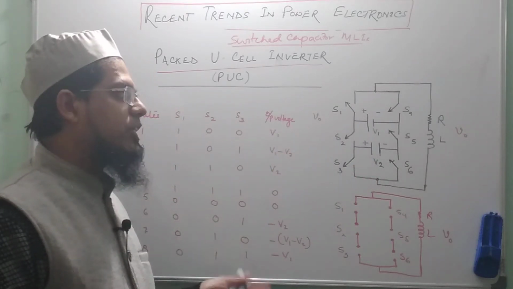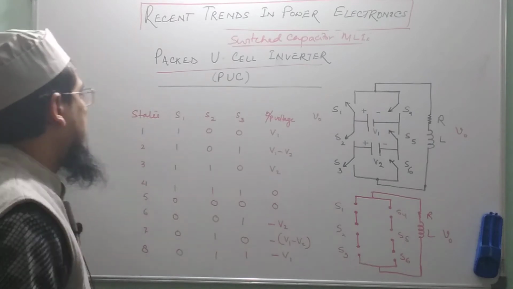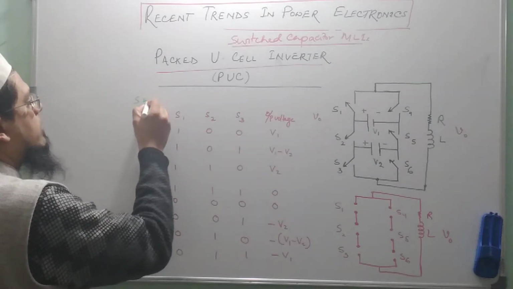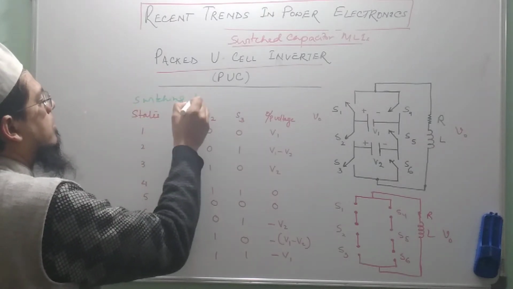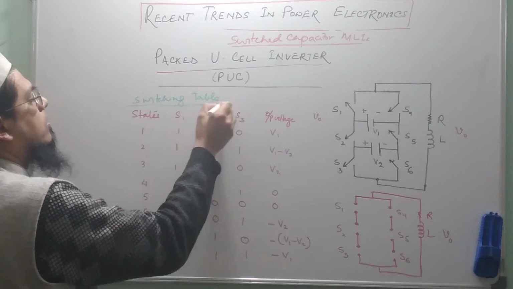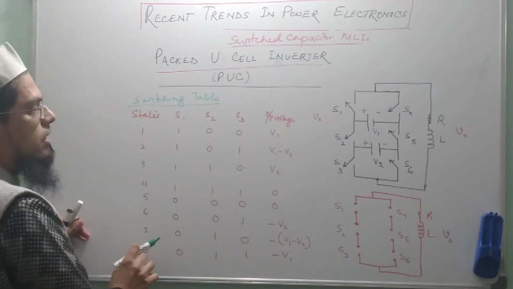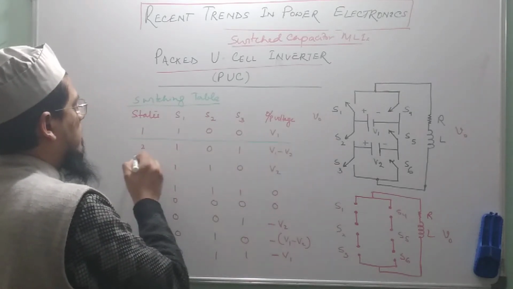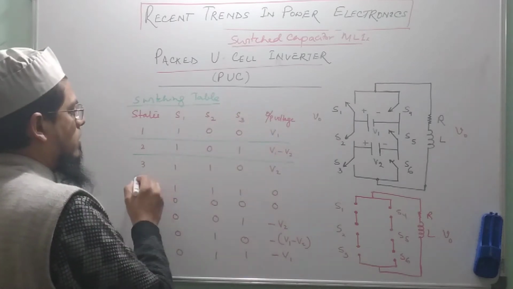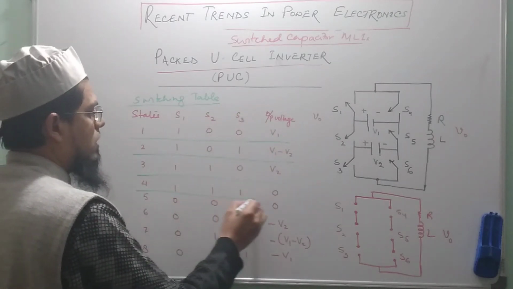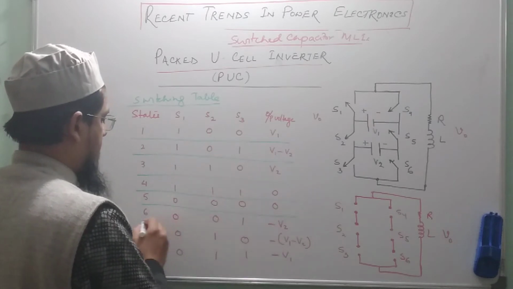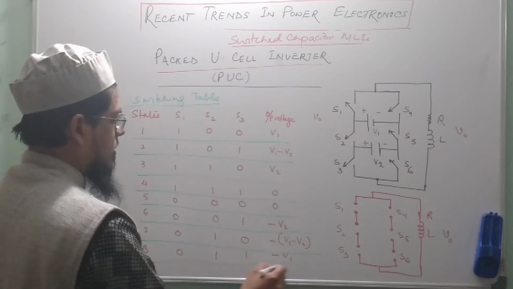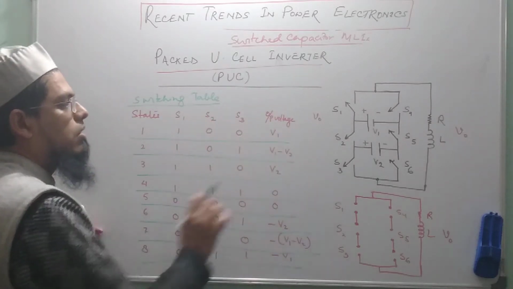So let us try to see the operation. I have drawn the switching table, which gives the various states of the inverter output corresponding to the different states of the switches. You could see that we have got 8 states in this PUC configuration, and corresponding to each state we have got a particular output voltage.